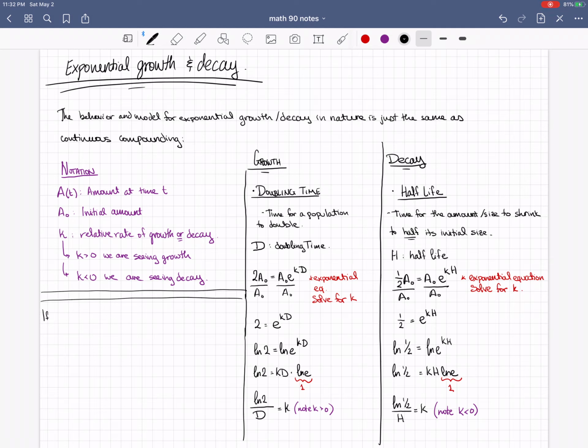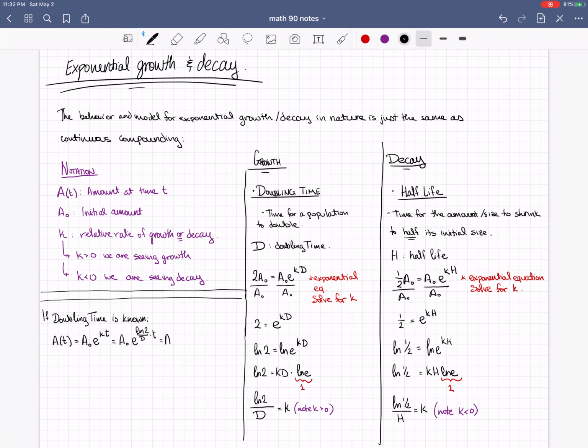If doubling time is known, and you'll see that in a lot of problems you're given the doubling time, well, watch. The amount at time t is a0 e to the power kt. And we just found out that k is the natural log of 2 over d. So this is e to the power natural log of 2 over d times t.